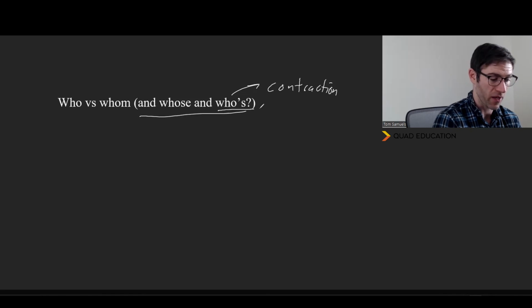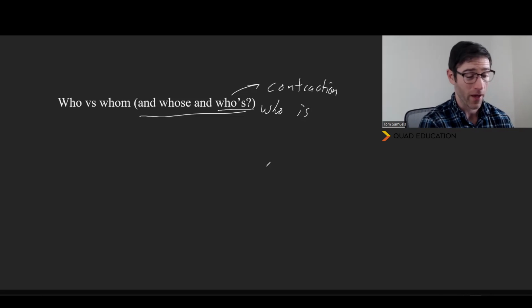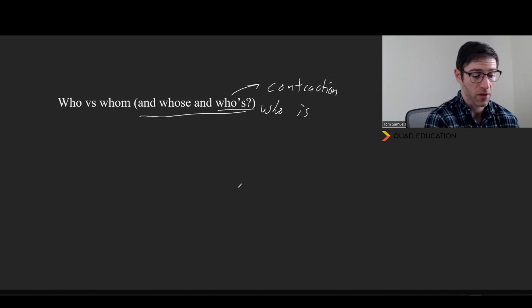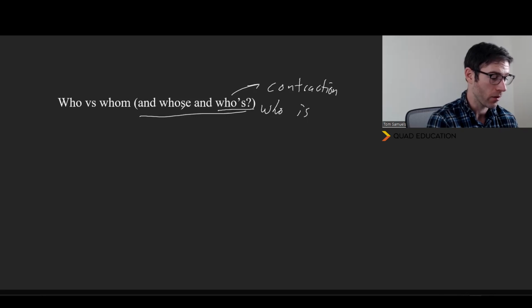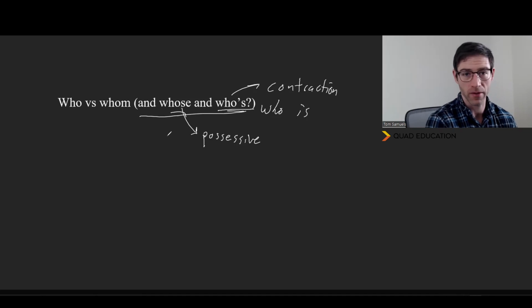And a contraction in this case would just be who is, or I suppose who has, who's got the ball, who has got the ball. And whose, without an apostrophe, pronouns generally without an apostrophe that ends with an S in there is going to be possessive. So apostrophe means contraction, no apostrophe means possession. So whose house is this? To whom does this house belong?